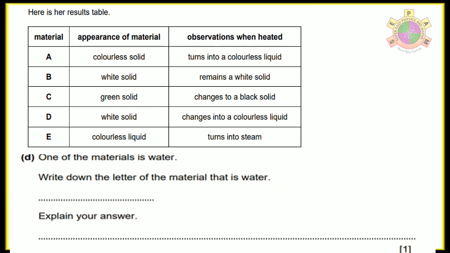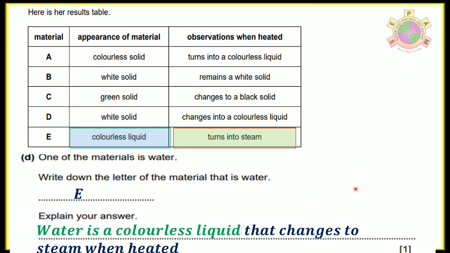One of the materials is water. So we have this colorless liquid, it turns into steam. Explain your answer. Water is a colorless liquid that changes into steam when heated.